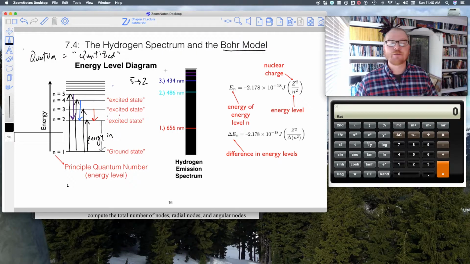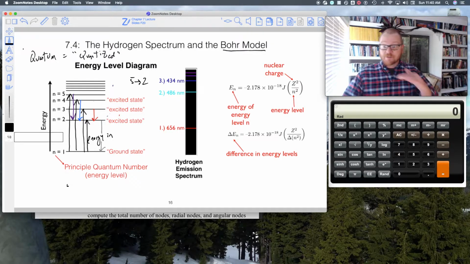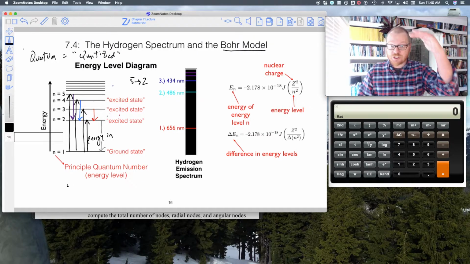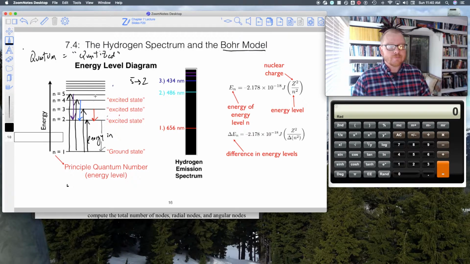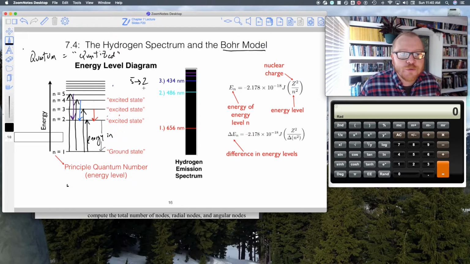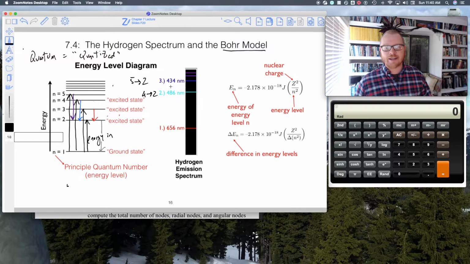And this is specific for hydrogen. Other atoms will have different spacings in their energy levels and thus give you a different fingerprint. Going from 4 to 2 gives you this 486 line, this kind of cyan blue line. And going from 3 to 2 gives you this red line.